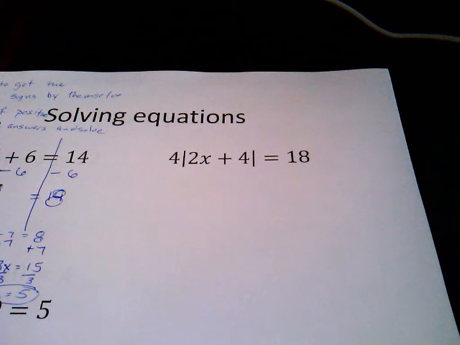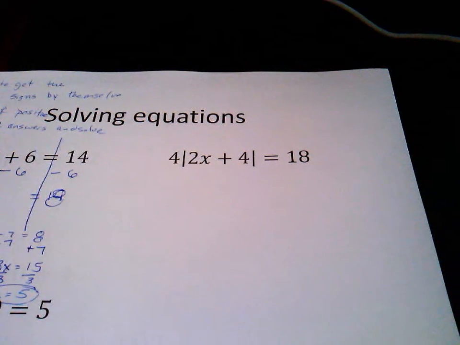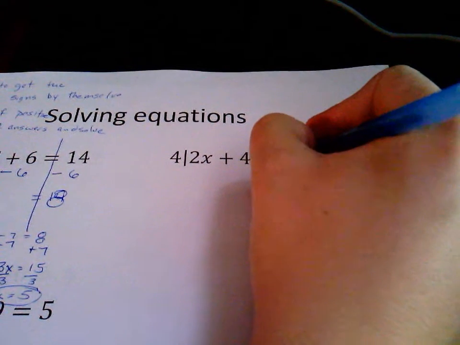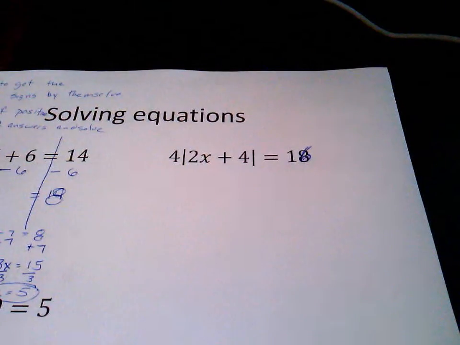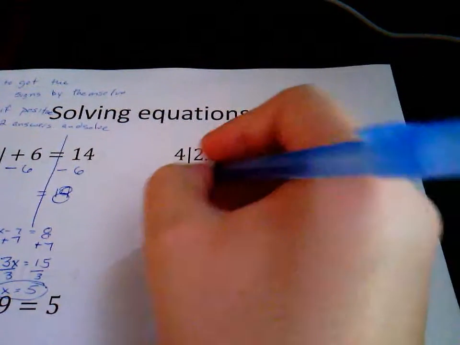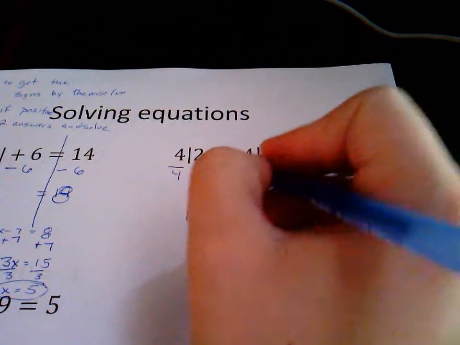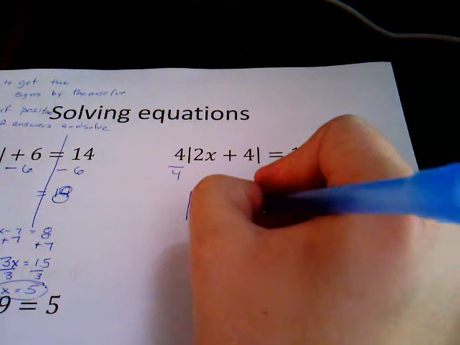So what we're going to do instead is get rid of the 4. Since distribute means multiplication, we're going to do the opposite of multiplication. And also you're going to pretend like this is a 16 because I messed up on the notes. So you're going to divide by 4 on both sides. You're going to get absolute value of 2x plus 4 equals 4.